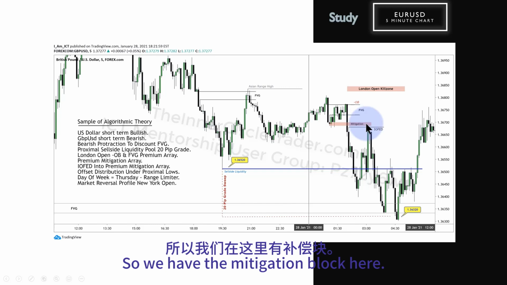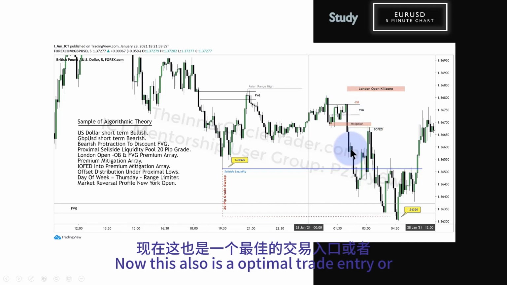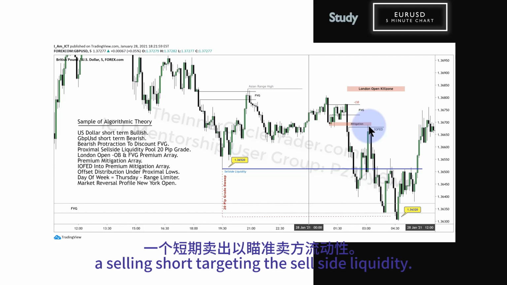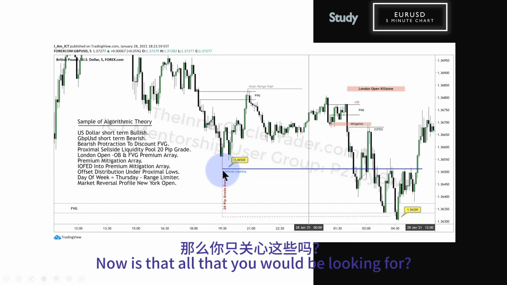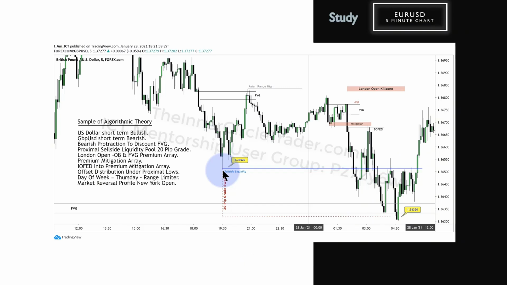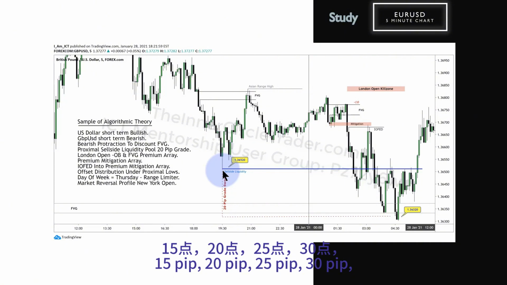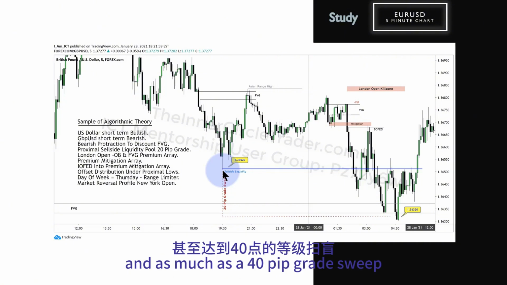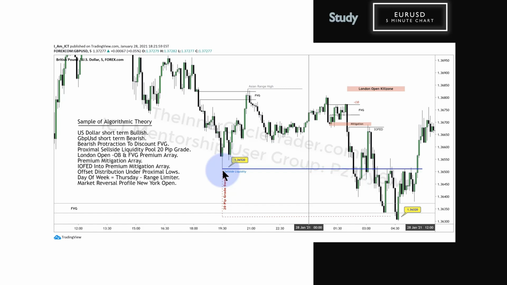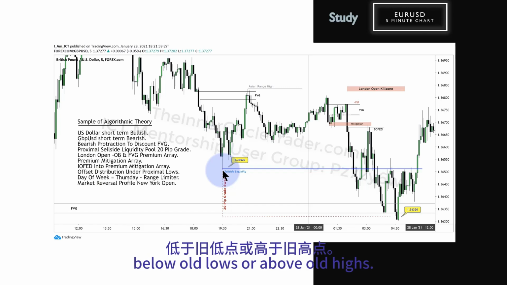So we have the mitigation block here. It trades up into it. Now this also is an optimal trade entry for selling short, targeting the sell side liquidity. Now, is that all that you would be looking for? No. We do 10 pip, 15 pip, 20 pip, 25 pip, 30 pip, and as much as a 40 pip grade sweep below old lows or above old highs.